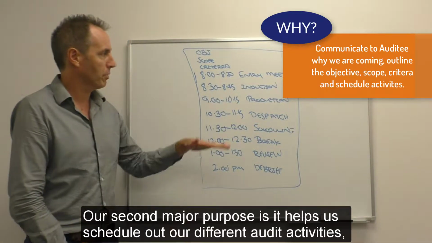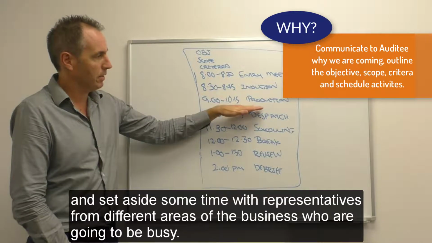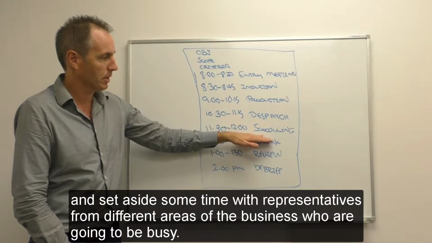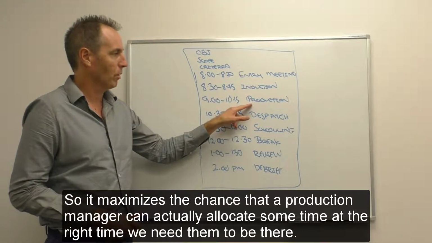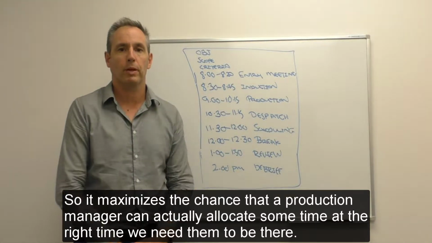Our second major purpose is it helps us schedule out our different audit activities and set aside some time with representatives from different areas of the business who are going to be busy. So yes, it maximises the chance that the production manager, for example, can actually allocate some time at the right time that we need them to be there.